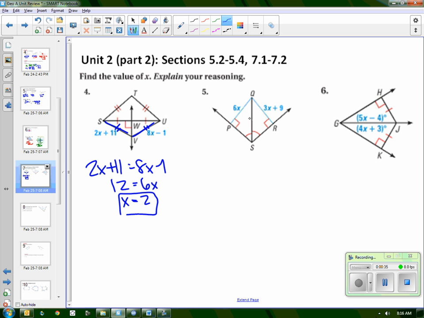Angle bisector? Yes. A point on an angle bisector is equidistant from the sides of the angle it bisects. That sounds so fancy. Let's just set these equal. 6x equals 3x plus 9. You're going to subtract 3x. 3x is 9, and then you're going to divide by 3. X is 3. We're awesome.